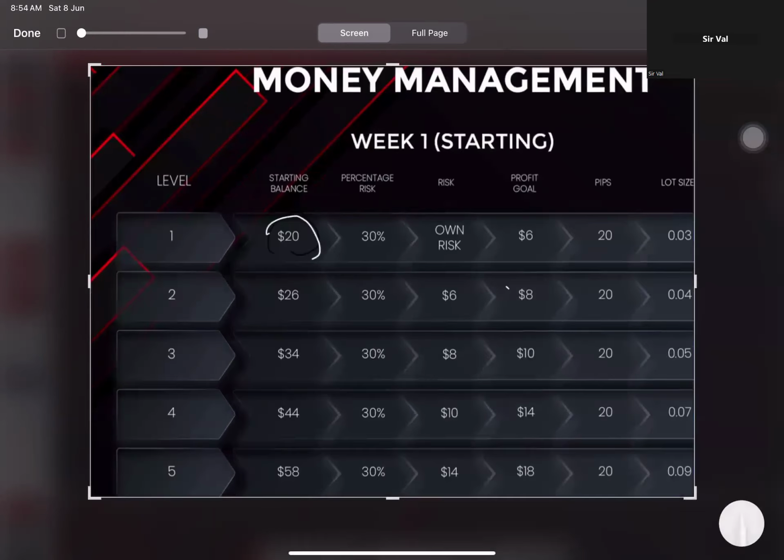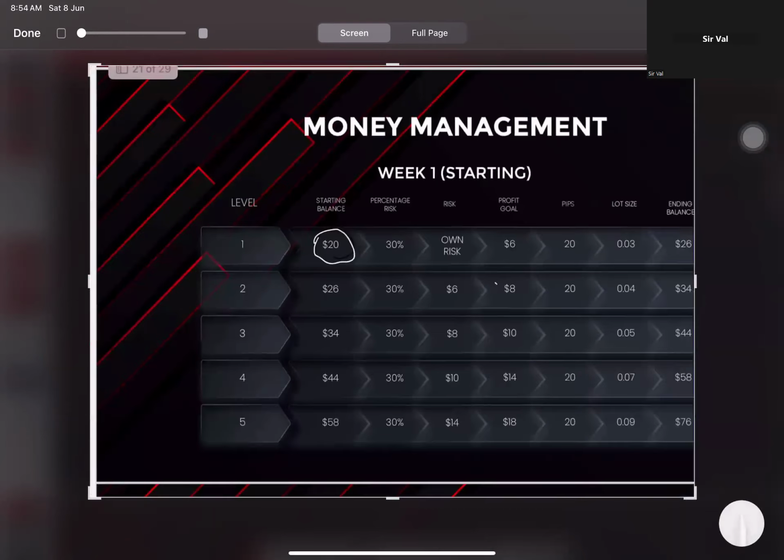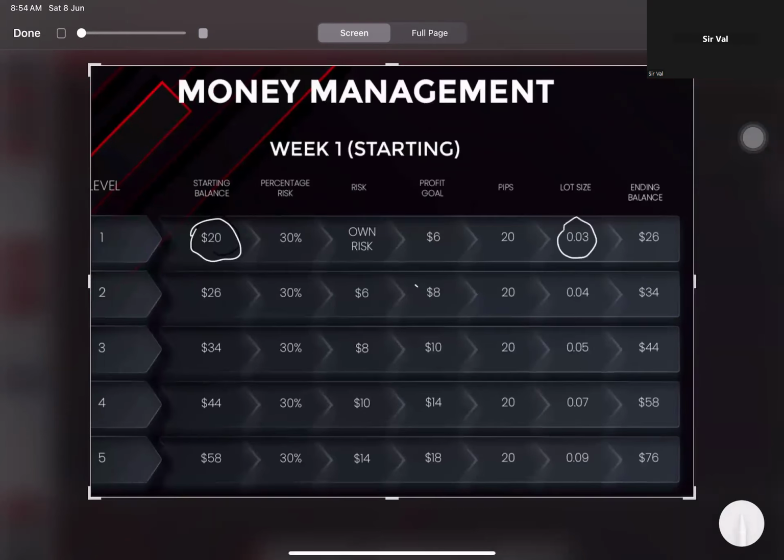This is just for $20, but it's very high risk because of 0.03. For me, if you want low risk with 100 USD, you can only use 0.01. That's very low risk. Because I trade prop firm, that's why I use 1% risk only.